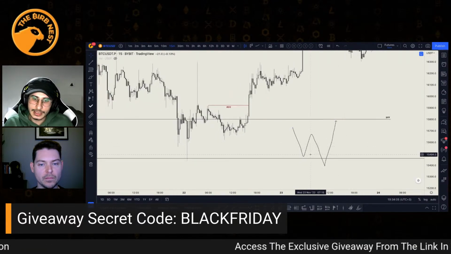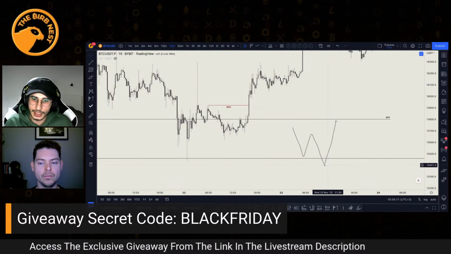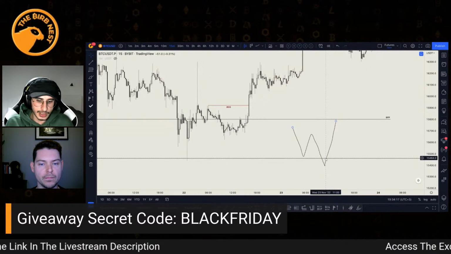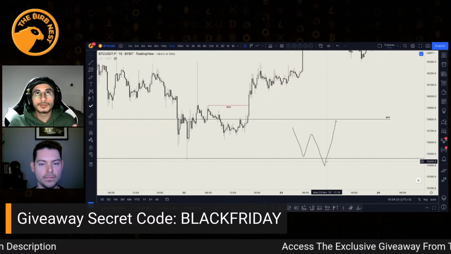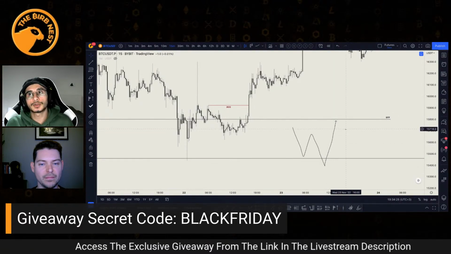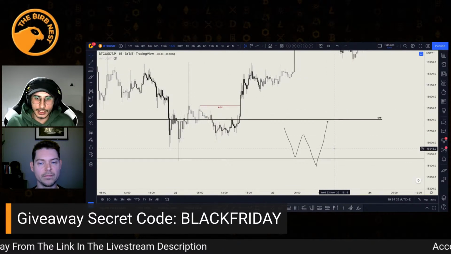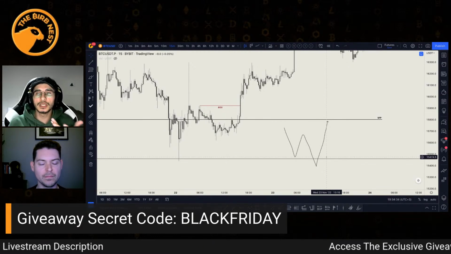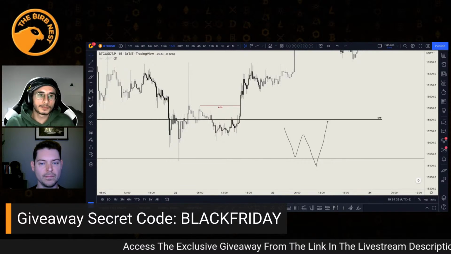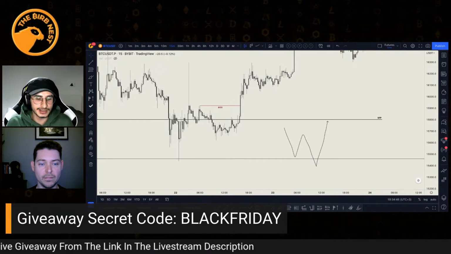But the thing is, there's a lot to this swing failure here. We're not going to explain it all here because it's gonna take a lot. But think of it this way: I want to catch strong moves, right? And for a move to be strong, we need liquidity. Why? Because we need bigger players on our side, and the bigger players basically need liquidity to fill their positions.